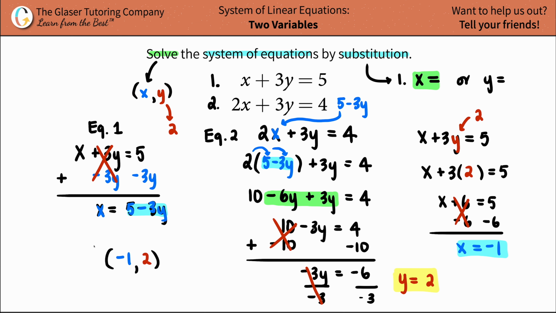And that is the answer. So you have an x value of negative 1, you got a y value of 2. That is your ordered pair that solves this system.